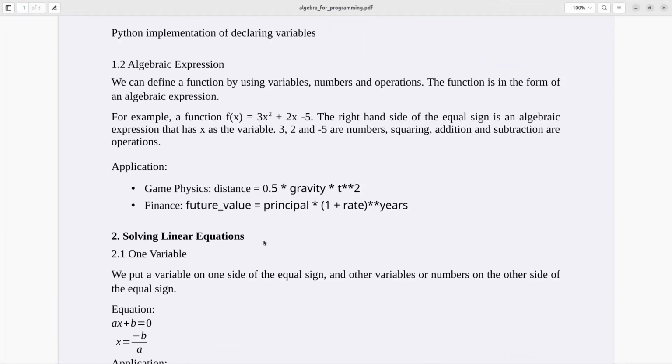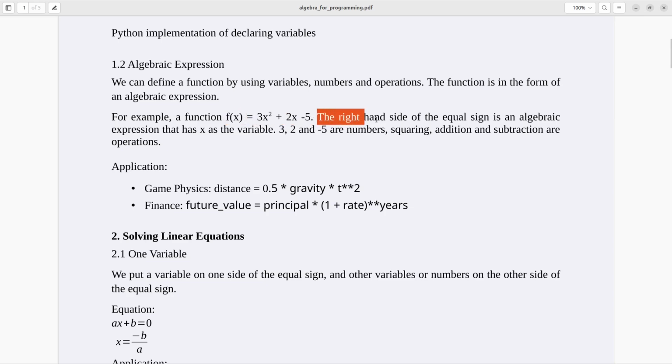Now let's talk about the other part of section 1, which is called algebraic expression. We can define a function by using variables, numbers, and operations. And the function is just in the form of an algebraic expression. Here we have a function example, which is just 3x squared plus 2x minus 5. So this is the definition of this function.